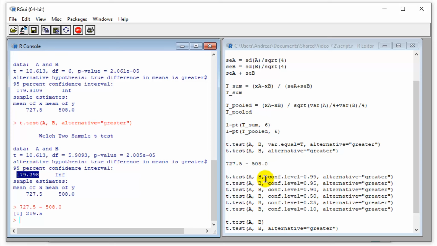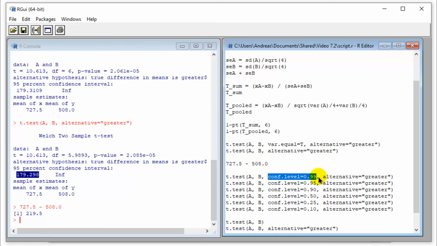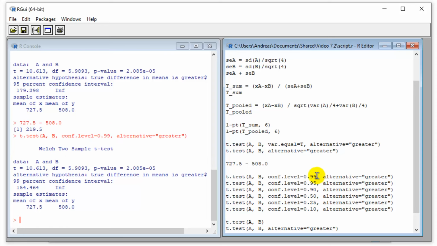Now we could set these confidence levels differently. If I want to be really sure, I can run it with a 99% confidence level, and that should give me a smaller improvement. Let's see if that works. Instead of 179, we now have 154. So it's a smaller value, but we can lay a stronger claim.